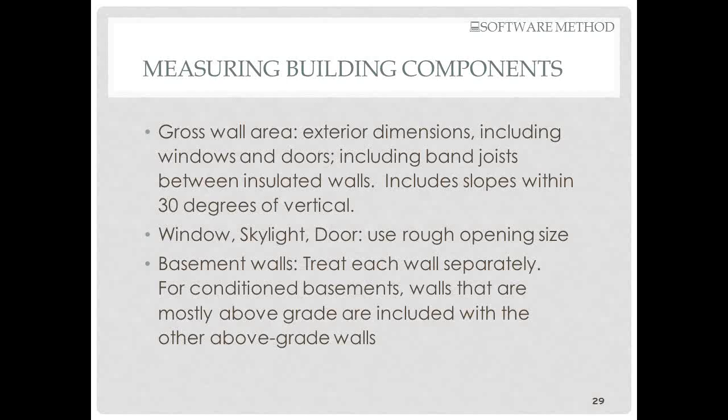For basement walls, you basically look at each basement wall separately. For conditioned basements, which most of our basements are, as defined in the code, walls that are more than half above grade are considered above grade walls. They're kind of lumped in with the other above grade walls, have the same requirements as the other above grade walls. If the basement wall, that is the wall of the conditioned basement, is mostly below grade, it's considered a below grade wall, or what's also called a basement wall.